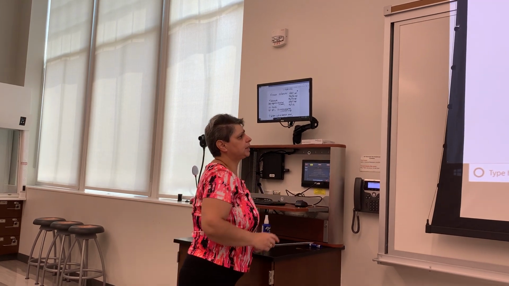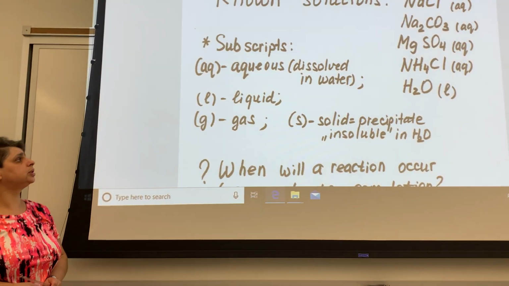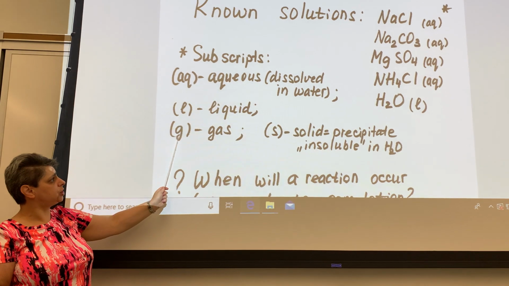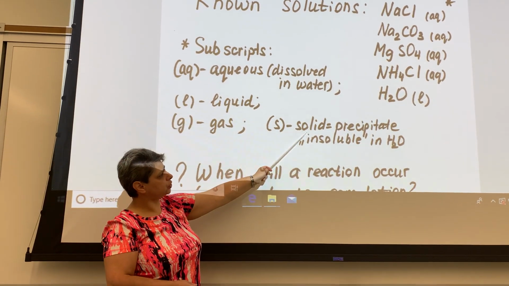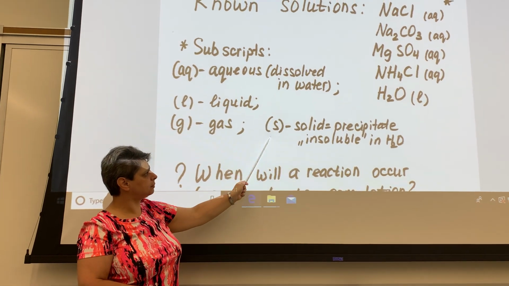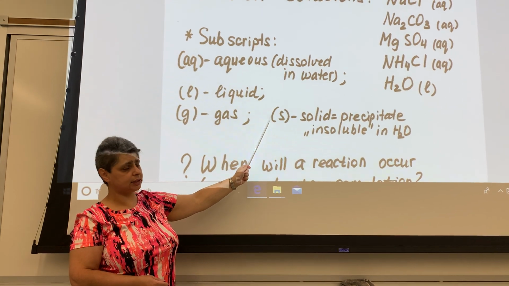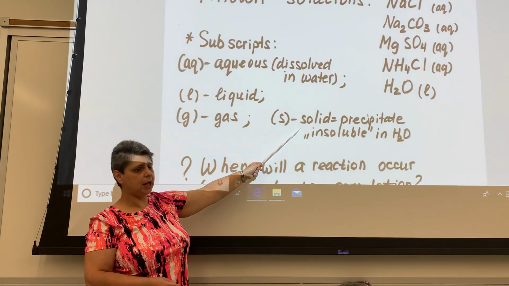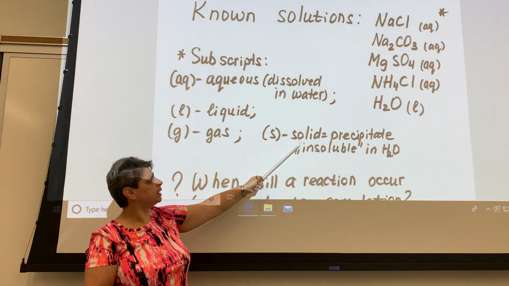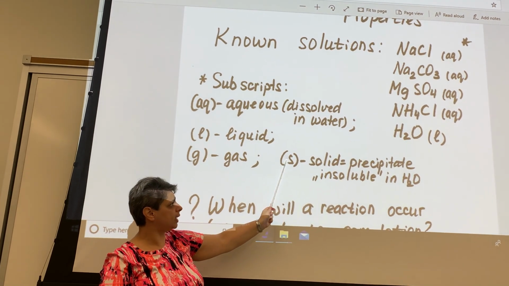So here I have a summary of all the subscripts we use to designate the state in which a reactant or product is present. AQ is aqueous, L is liquid, G is for gas, and S stands for solid or precipitate. It is possible that this might be confusing because you may think S stands for soluble. In fact, it's exactly the opposite. It's insoluble. Something that's insoluble in water or has very low solubility will produce a precipitate or a solid product. So S stands for solid.